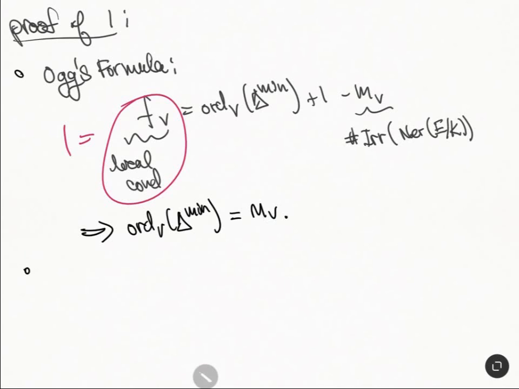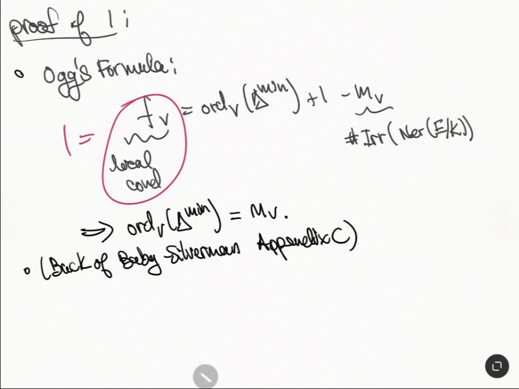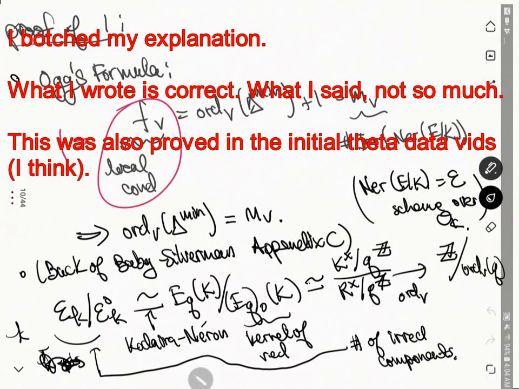Okay, so next, this is the one step. The next thing we have to do is in the back of Appendix C, Baby Silverman, right? It says that we'll let the Néron model of E over K be this, and this is a scheme over O_K.